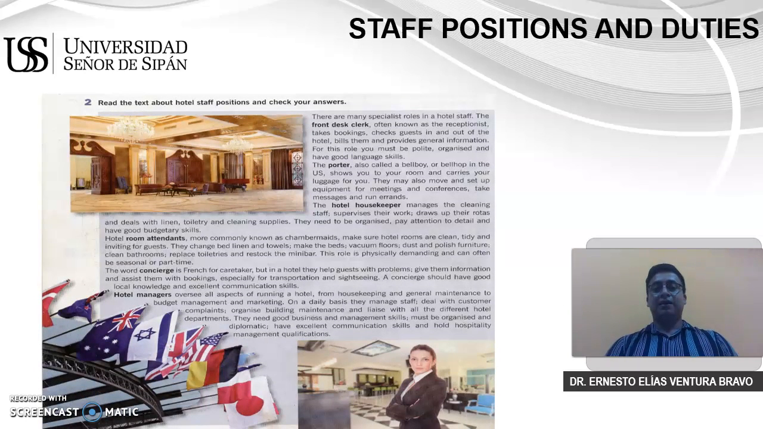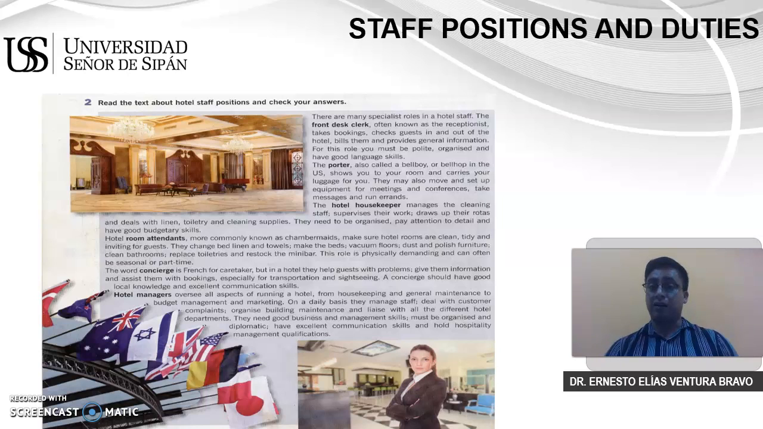Here we have a text. That text is about the different positions that people take in a hotel. So I'm going to read this information just to clarify maybe some meanings and some pronunciation things. Okay, here it says, there are many special roles in a hotel staff.